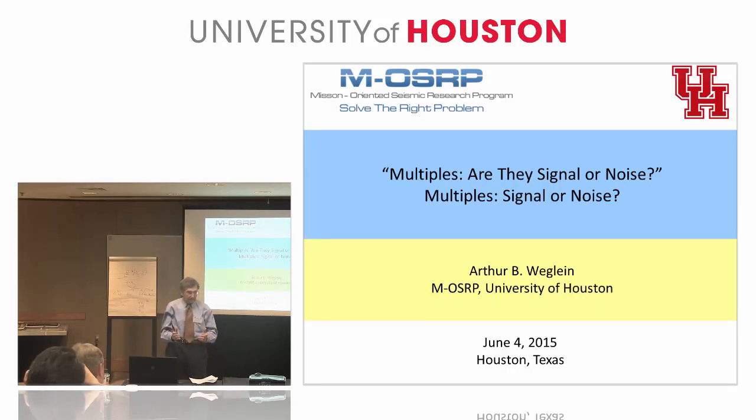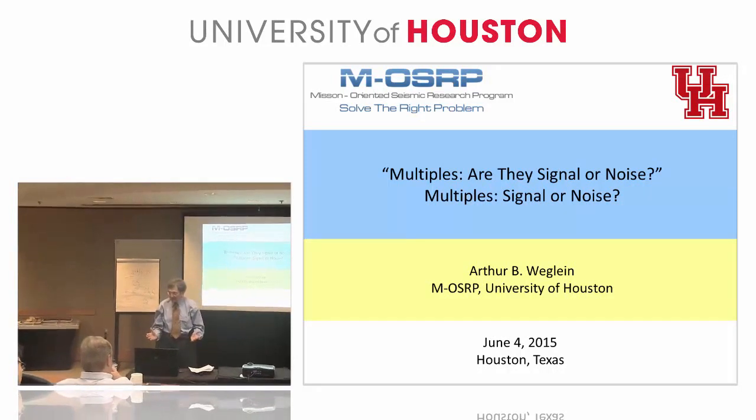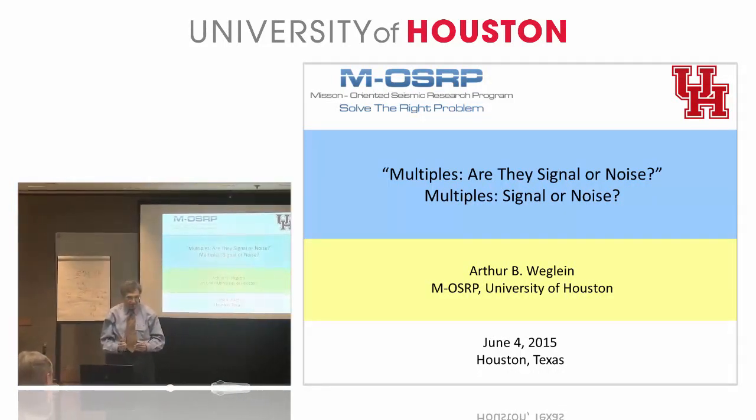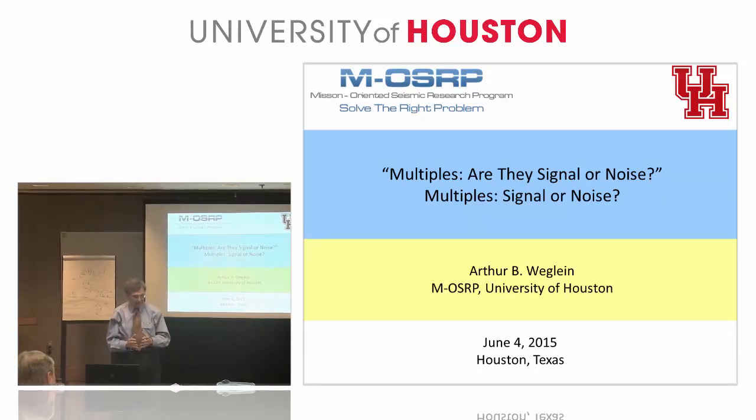Okay, well that's great. It says if you have primaries, that's all you need. That's the reason we're using multiples, because we don't always have all the primaries. But if you had them, that's all you need. Now there are people who say that's not true. That's because of the way they migrate.